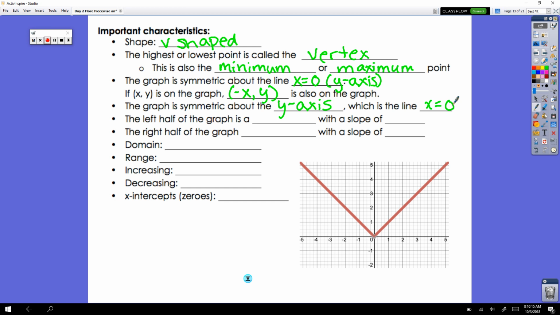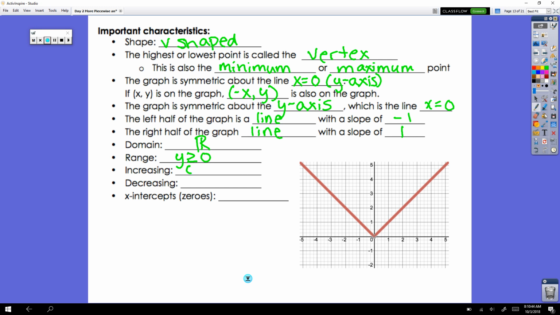The left half of the graph is a line with a slope of negative 1. The right half of the graph is a line with a slope of 1. Remember, this is talking about our parent function. These types of things will change once we start changing it a little bit. Our domain is all real numbers. Our range for our original parent function is y is greater than or equal to 0.